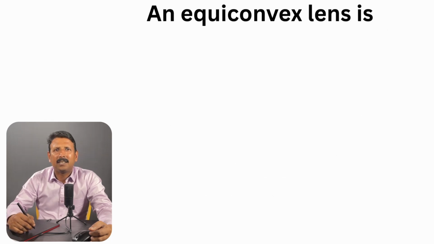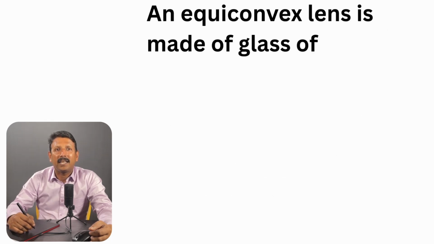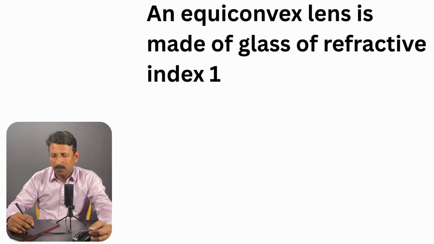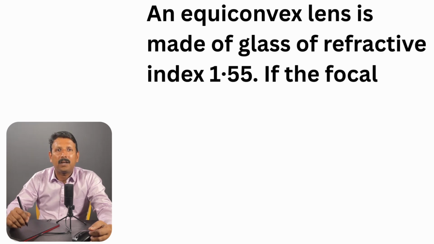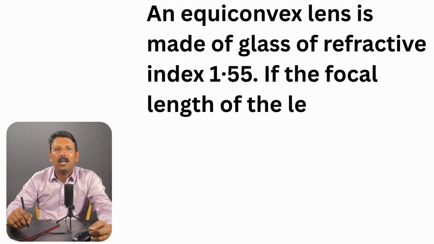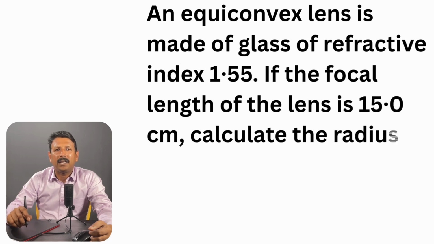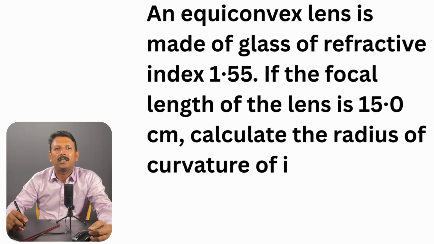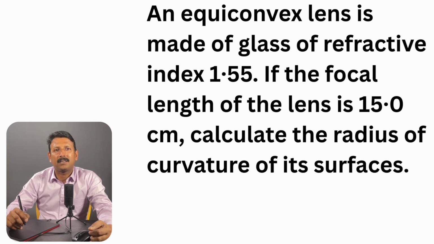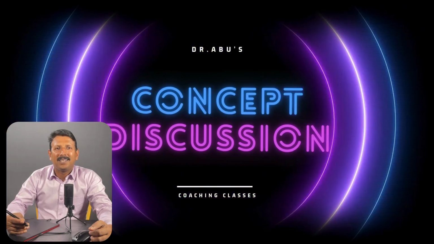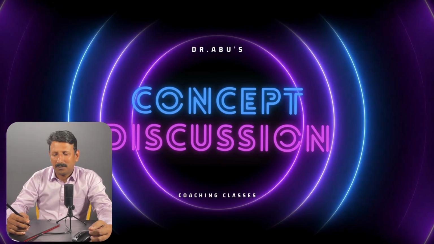The question is, an equiconvex lens is made of glass of refractive index 1.55. If the focal length of the lens is 15 cm, calculate the radius of curvature of its surfaces. Simple, straightforward question. But if you know the lens sign convention, you can solve it. Otherwise, you will be trapped. Okay, we will see the concepts.